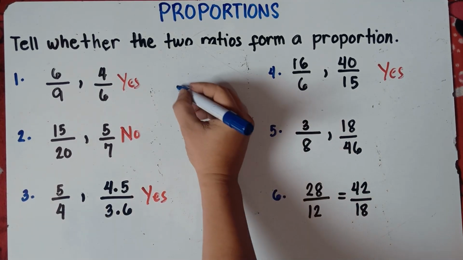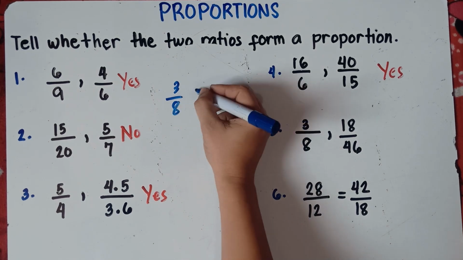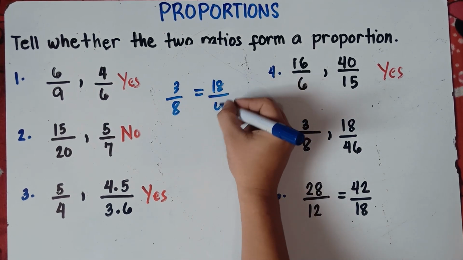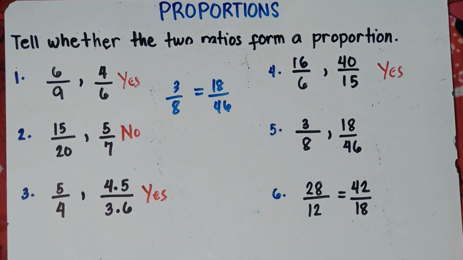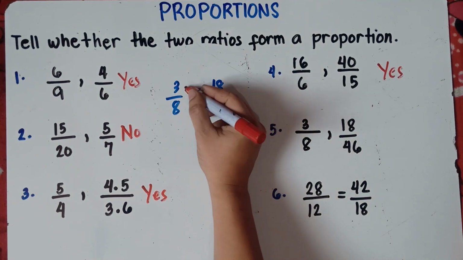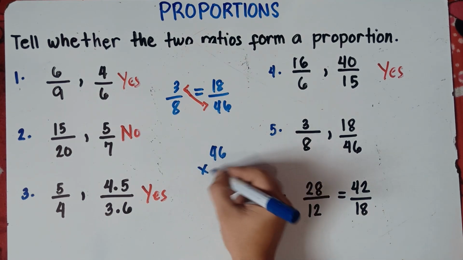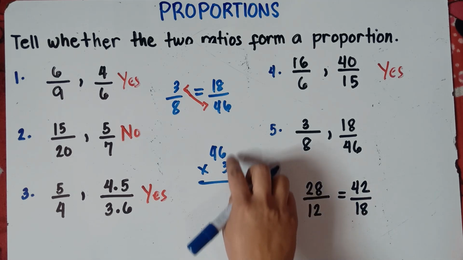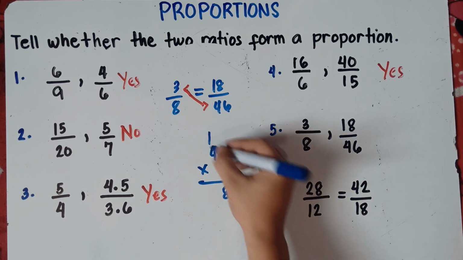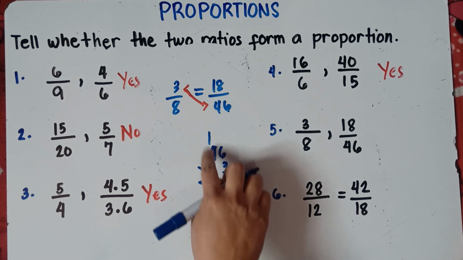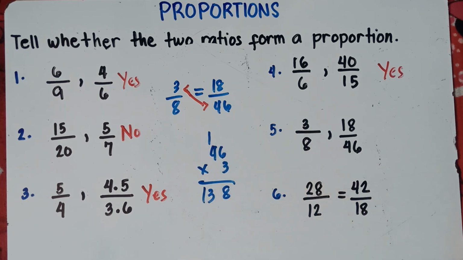So this will be 3 over 8 equals 18 over 46. So let's do cross multiplication. So 3 times 46. Let's multiply that. 46 times 3. So 3 times 6 is 18. Carry 1. 3 times 4 is 12 plus 1 is 13. 138.